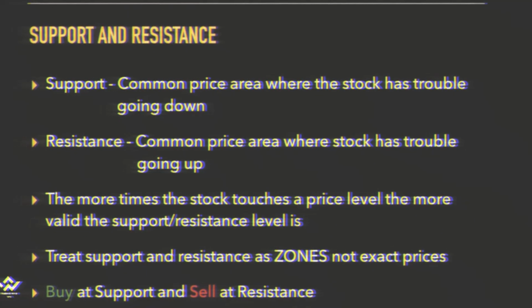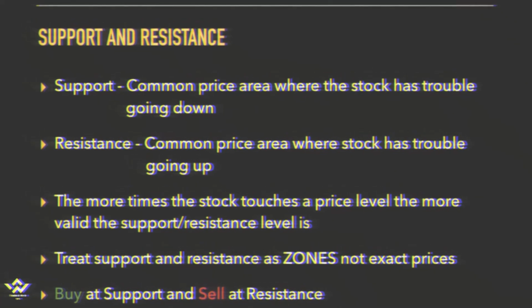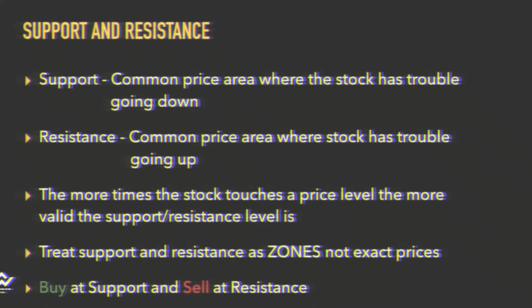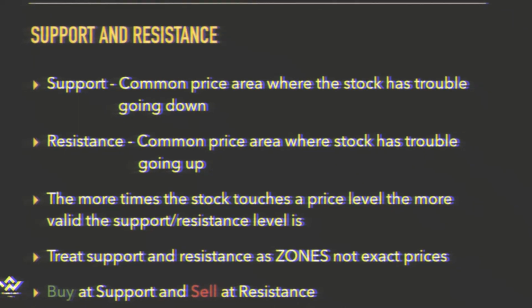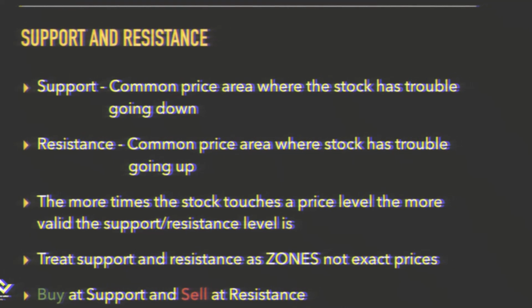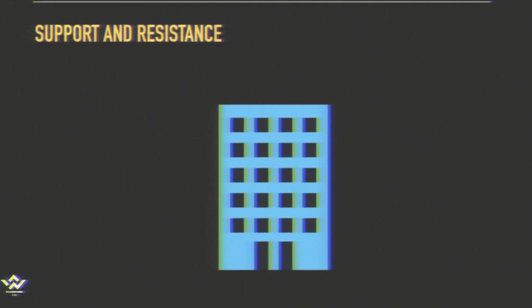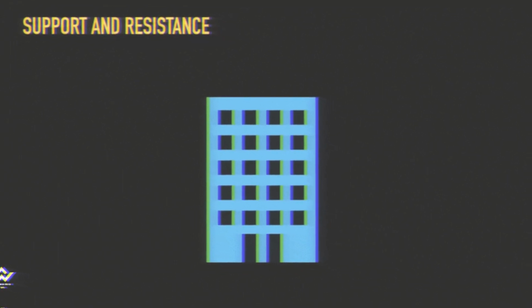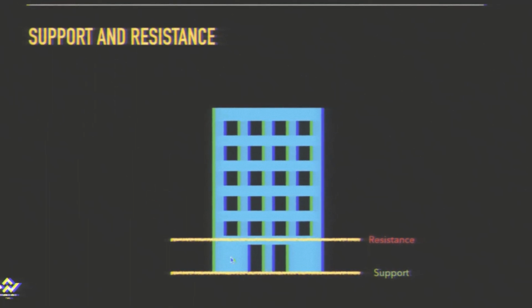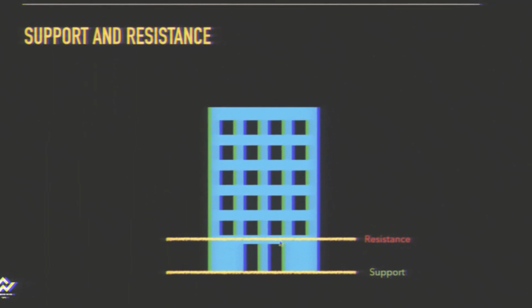We identify these levels by pulling up a stock chart and looking at past price performance. I'll show you how in a few minutes, but let's get a better understanding of what exactly support and resistance is. Here we have a 6-floor building, and if we were on the first floor, the floor would be our support and the ceiling would be resistance.